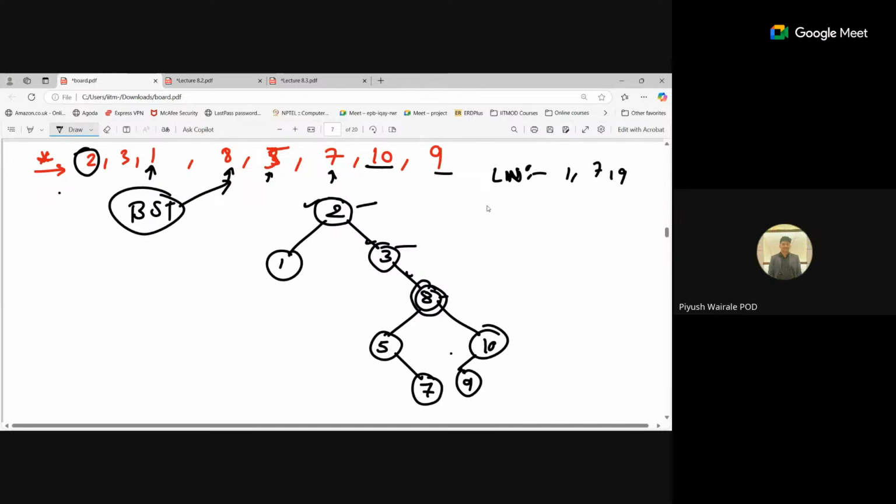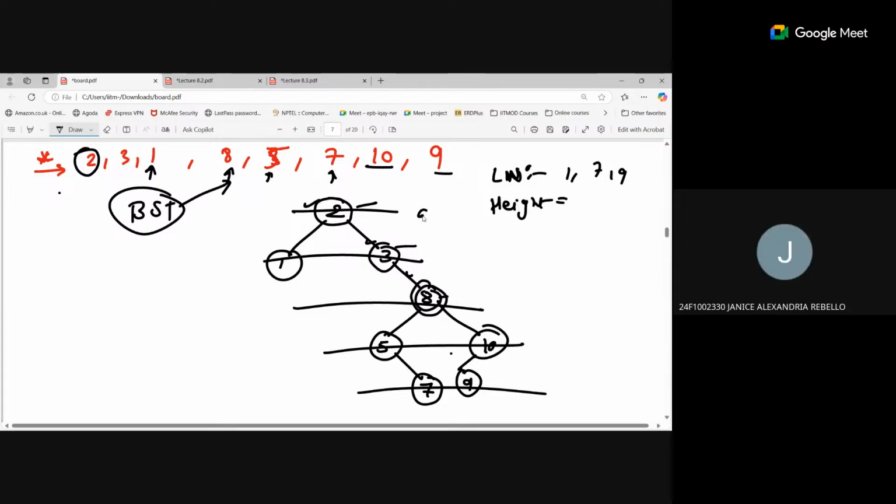Then we can ask what is the height of the search tree? Level 0, 1, 2, 3, 4. So the height will be 4, like that. Right? Okay. So the thing is, you should be able to construct a binary search tree.